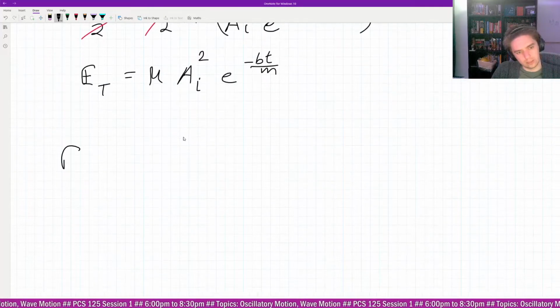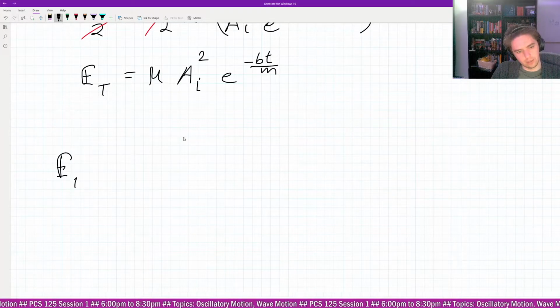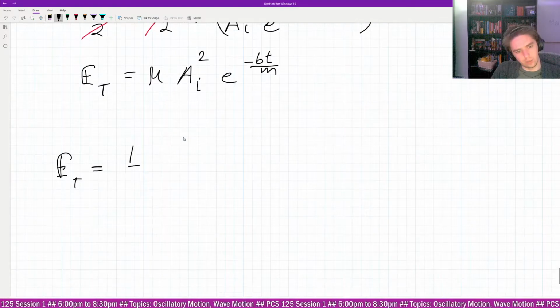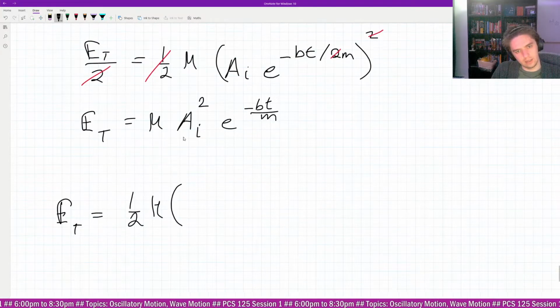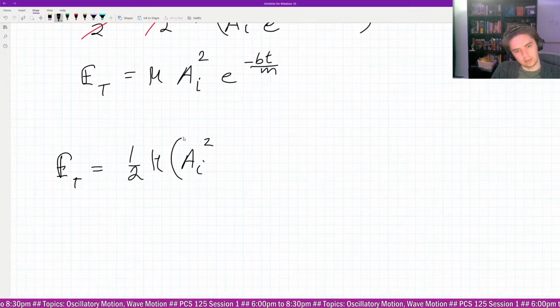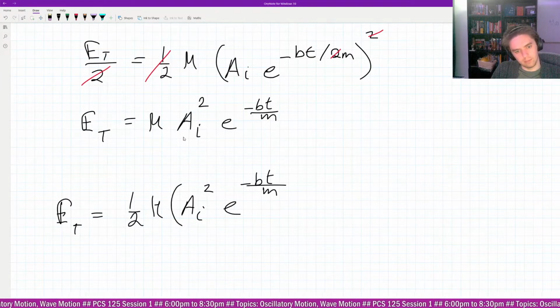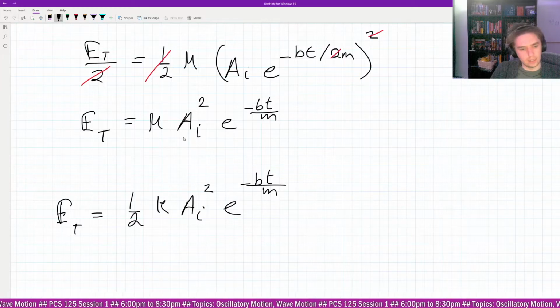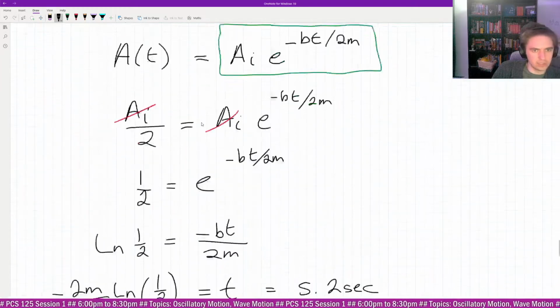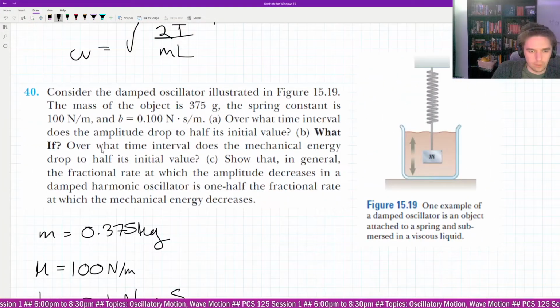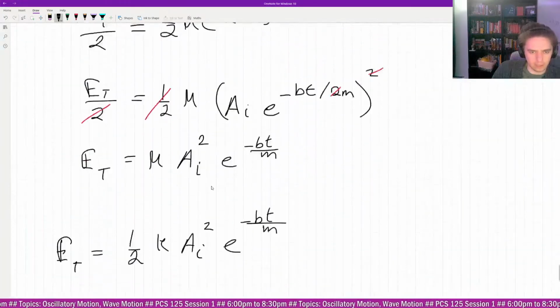No. Let's get the total energy as a function of time again. Total energy as a function of time is 1/2 k A_i squared e to the negative bt over m. Don't need brackets. Okay, that's the total energy as a function of time. The question is, what time interval does the mechanical energy drop to half its initial value?